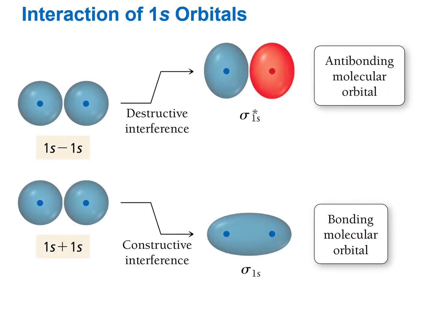So this is the image again from the book that says that when you have destructive interference, you're going to end up creating the anti-bonding molecular orbital, and there's not going to be any sort of covalent bond formed. And when you have constructive interference, that is when the nodes line up, you're going to end up creating that bonding molecular orbital.